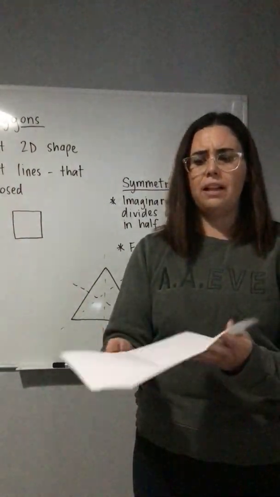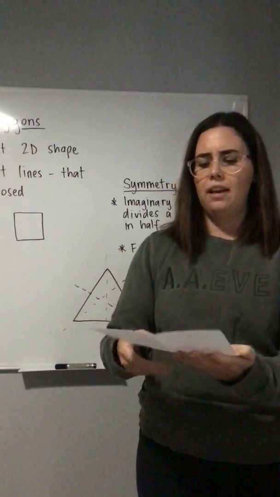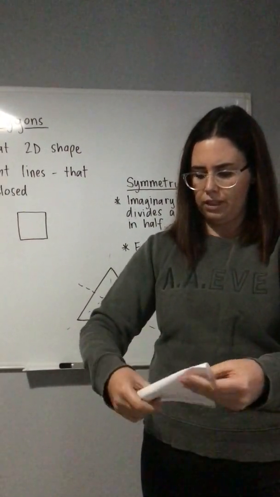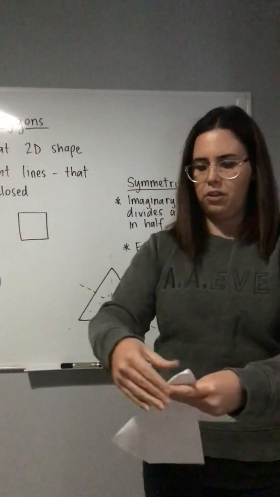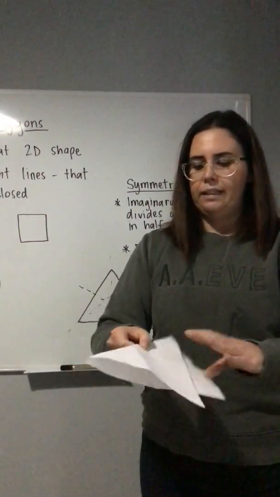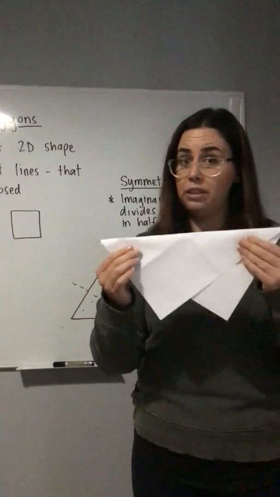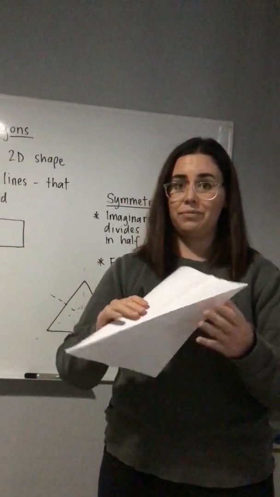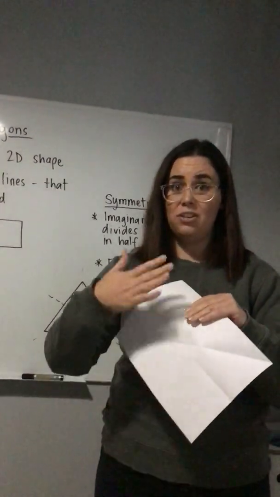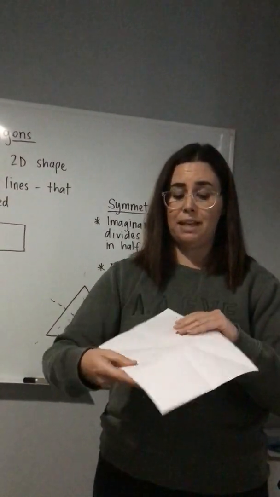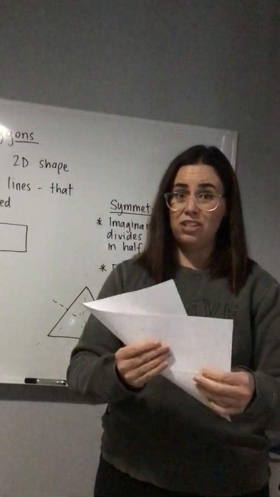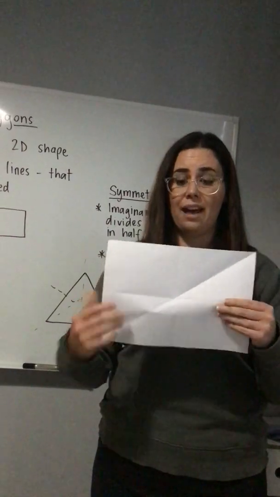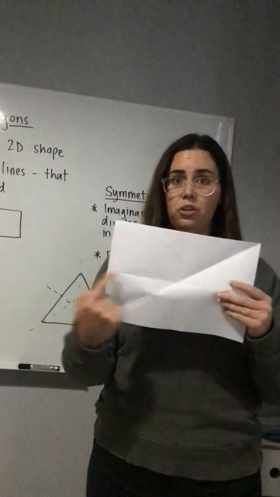Okay, let's have another go. See if we can find another line. Can we fold it from corner to corner? I don't think this is going to work. Give it a go. Now I've folded the page in half, but is that a line of symmetry? No, it's not. There is not a mirror image on both sides of the piece of paper. So that is not a line of symmetry. So a rectangle only has two lines of symmetry.